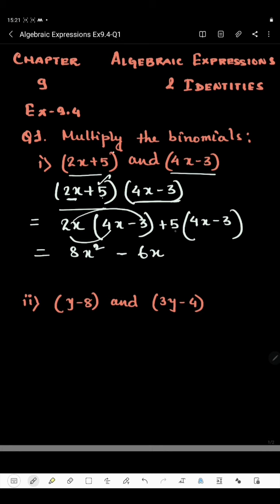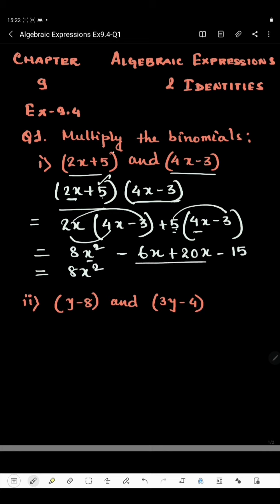In the next part we have 5 multiplied by 4x. 5 fours are 20, and with this we have a plus sign, so we write 20x. Then we have a minus sign, so 5 is multiplied by the second term. 5 threes are 15. Now we'll check if there is any like term to simplify. The x square term has no like term, so it will remain the same.